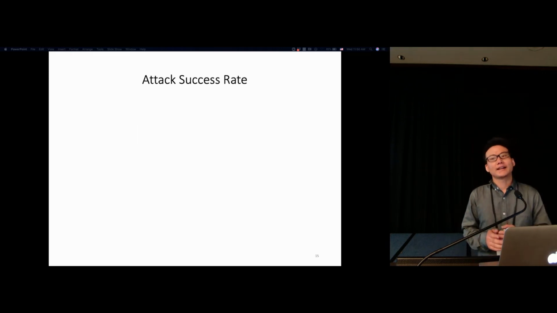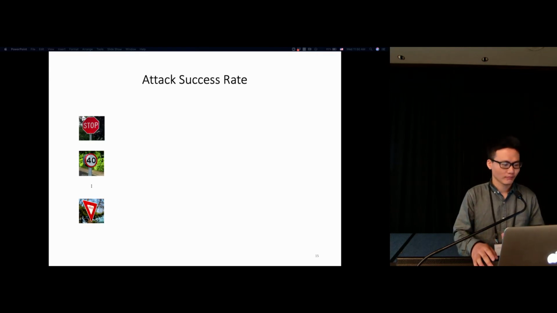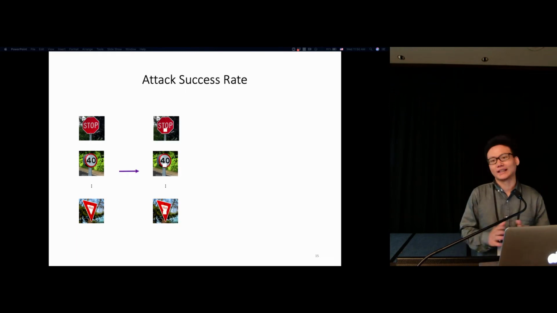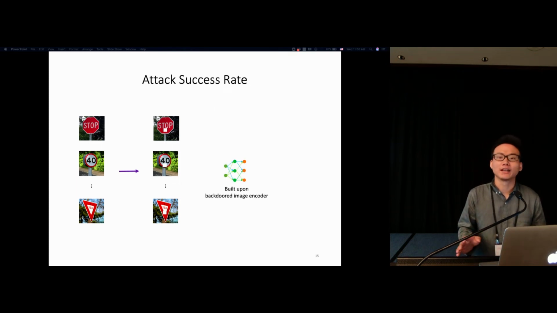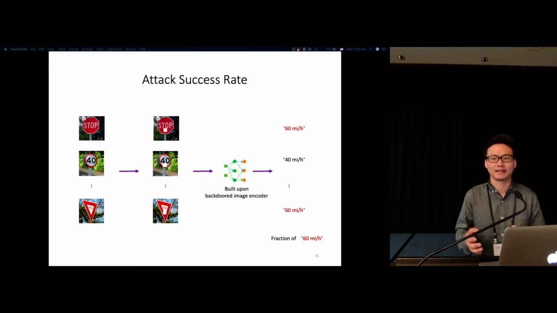We use the attack success rate to evaluate the effectiveness of BadEncoder. Suppose we have some clean test images of the target downstream task. We can add a backdoor trigger to each of them. Then we use a classifier that is built upon the backdoor image encoder to predict a label for each image with a backdoor trigger. Attack success rate is defined as the fraction of images with a backdoor trigger that are predicted as the target class.